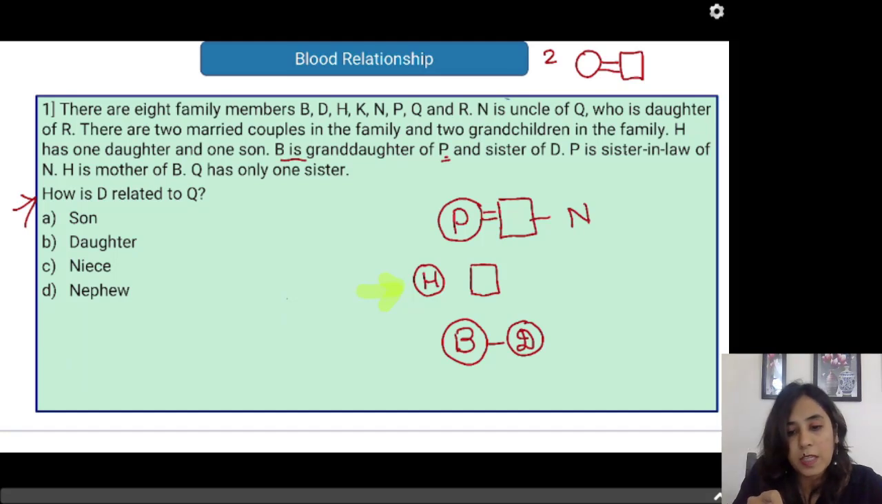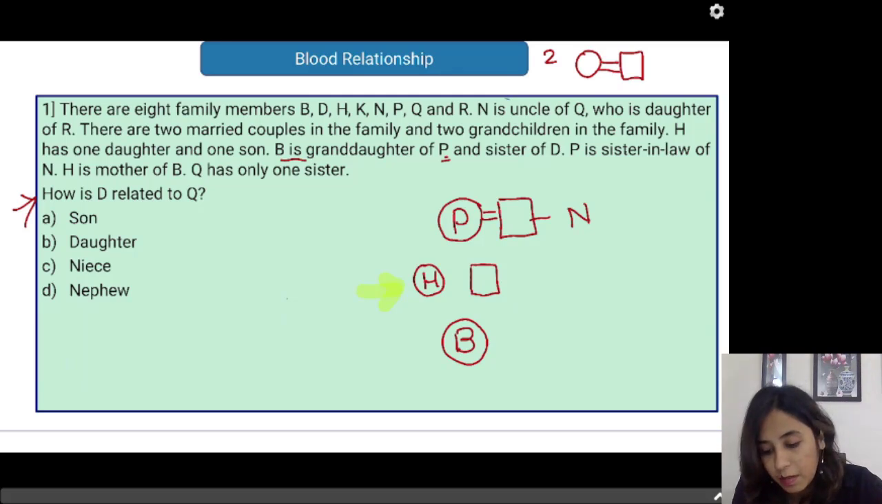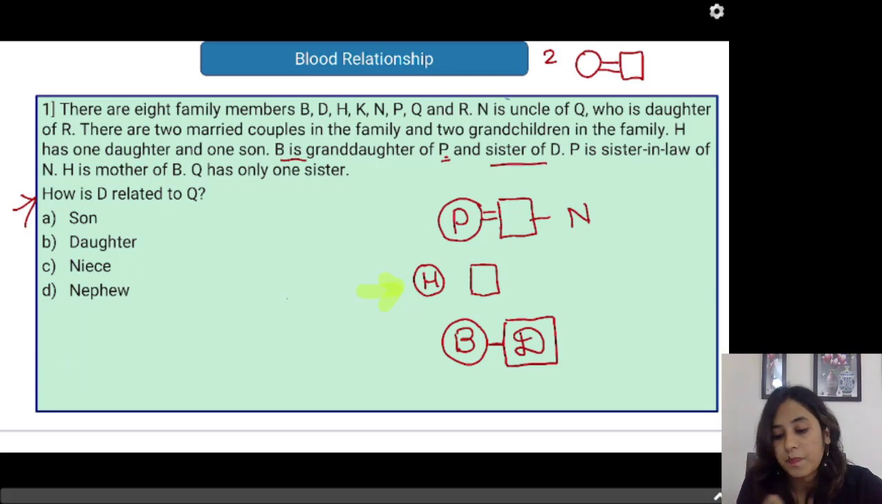Okay, so we are not actually given anything about D's gender, and I just assumed D to be a female. But it is given that H has one daughter and one son. So D is actually a male. My assumption of D being a girl was not correct. Yes. Right. So H is the mother of D and B. So we have them here. So we have got the married couples right here.